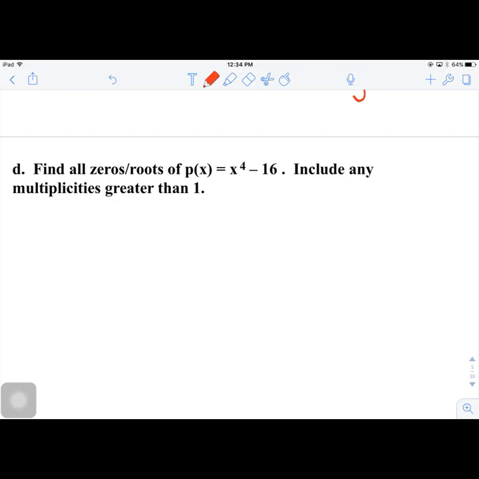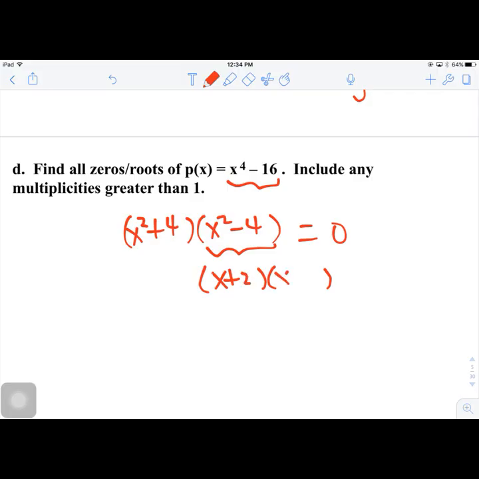Number 4, finding the zeros. First of all, this is factored into a quadratic form. And so we have a difference of squares, so we could factor this into x squared plus 4 and x squared minus 4. Setting that equal to 0, we also realize this is a difference of squares, so we can factor that further into x plus 2 and x minus 2. And then bringing down, this is the complete factorization, and now we're going to solve individually for 0.